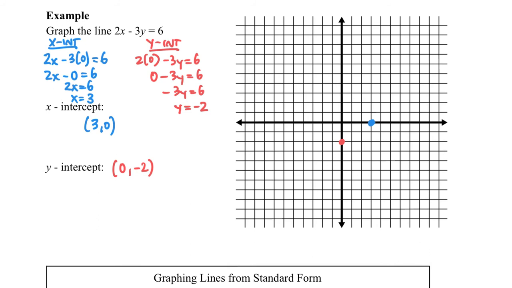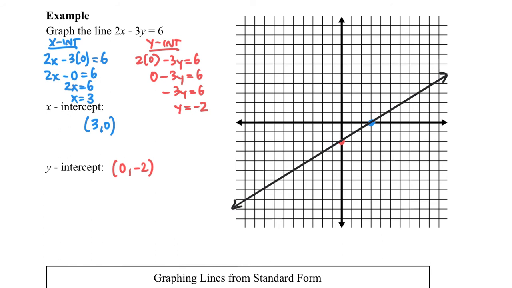So now I've got 2 points on the graph. I can go ahead and take my ruler, and I can line that up. I don't know if you can see my ruler, but I'm lining up my ruler on those 2 points, and then I'm going to draw the line through those 2 points. Add my arrows like I normally would, and now I'm done.